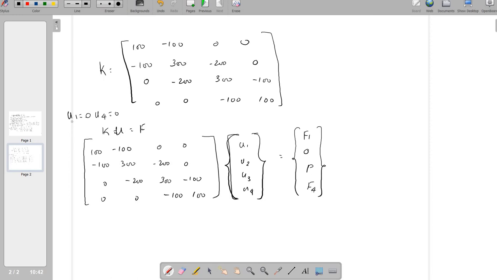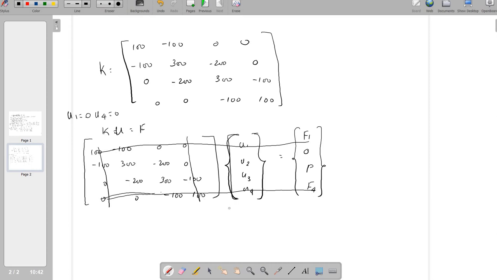So using the boundary conditions U1 equal to 0, U4 equal to 0, let us strike out the corresponding rows and columns. U1 is the displacement at node 1, so we can strike out the first row and first column of the matrix due to the 0 displacement at node 1. Similarly, you get displacement 0 at node 4, so you can strike out the fourth row and fourth column in this matrix.